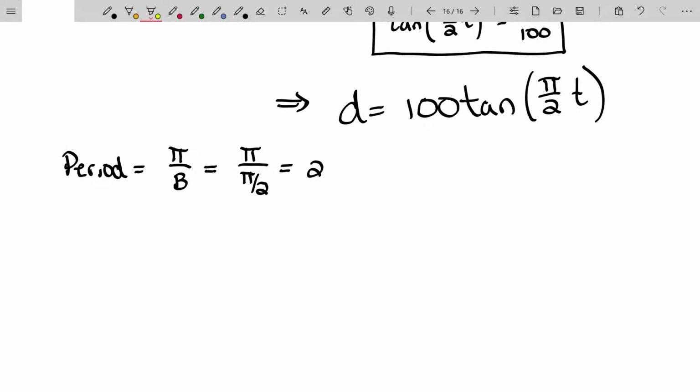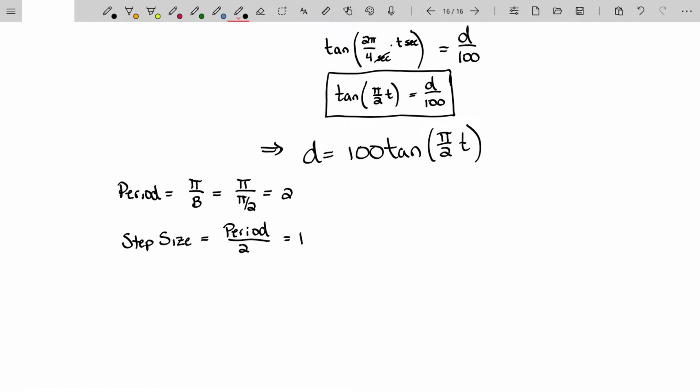And remember, with the tangent and cotangent, the step size is the period divided by 2. So step size is equal to period over 2, which is just going to be 1. And let's see, anything else I need there? We don't have a phase shift. We don't have a vertical shift. So phase shift and vertical shift are both 0.